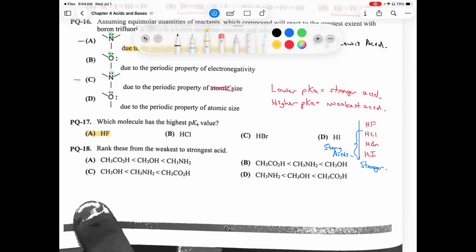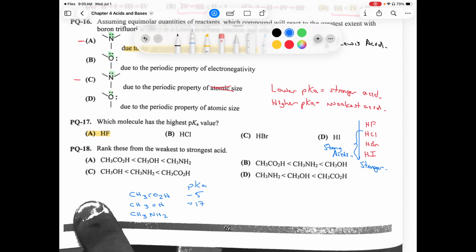Okay, rank these from weakest to strongest acid. You notice that they gave us acetic acid. So acetic acid, as we said before, has a pKa of around 5. Then they gave us methanol, which is an alcohol. I'll just put 17, something like that is good enough, okay? And then we have an amine, CH3NH2.